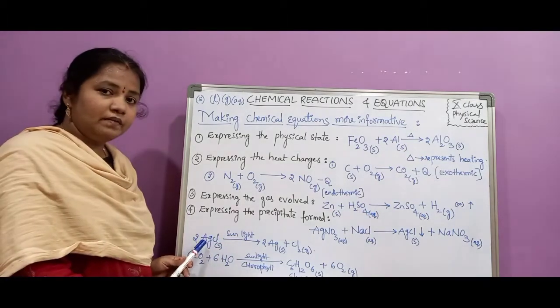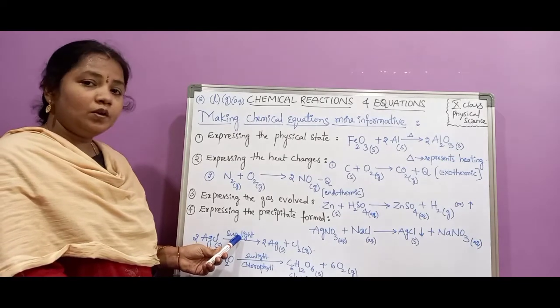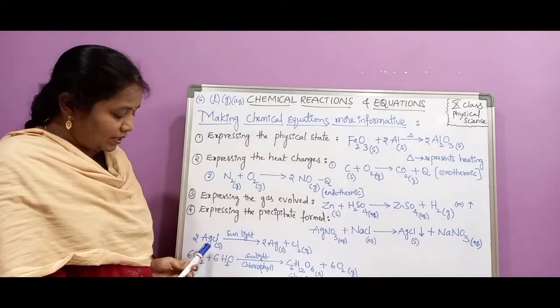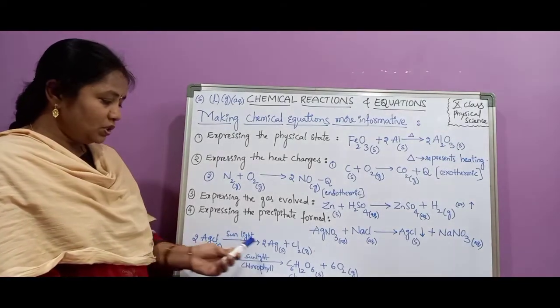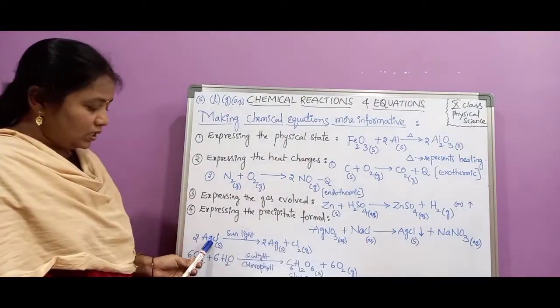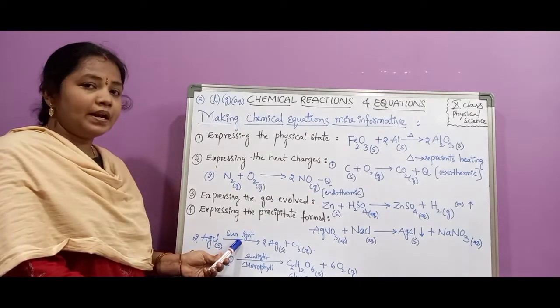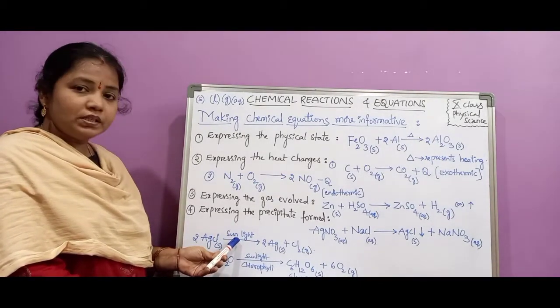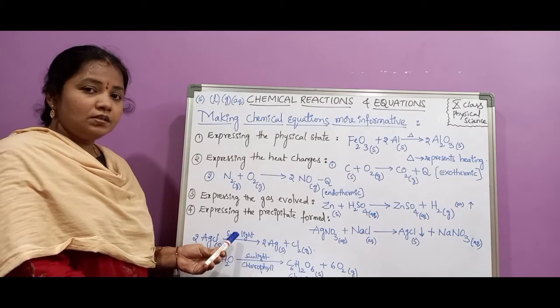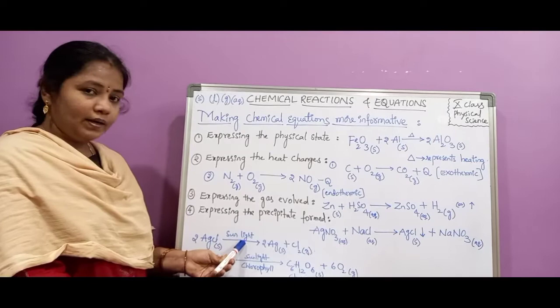So see here, silver chloride in the presence of sunlight undergoes decomposition. When silver chloride undergoes decomposition, it forms silver and chlorine. This reaction takes place in the presence of sunlight. So sunlight is required for this reaction. The reaction condition is that sunlight is required, so that sunlight is represented upon the arrow mark like this.